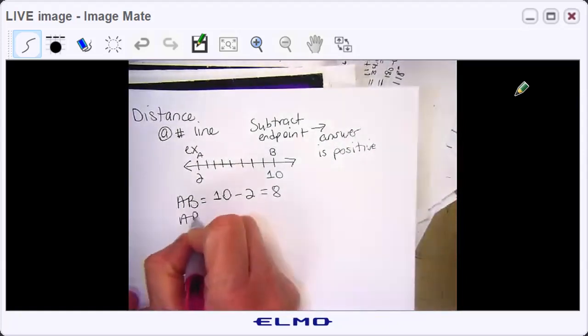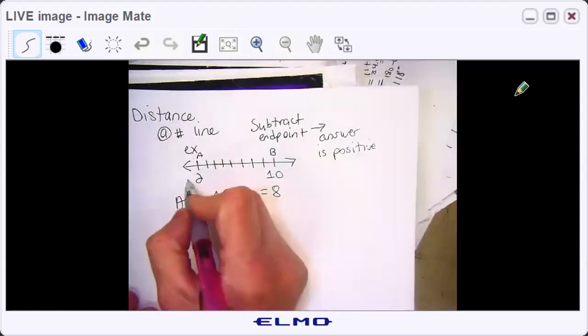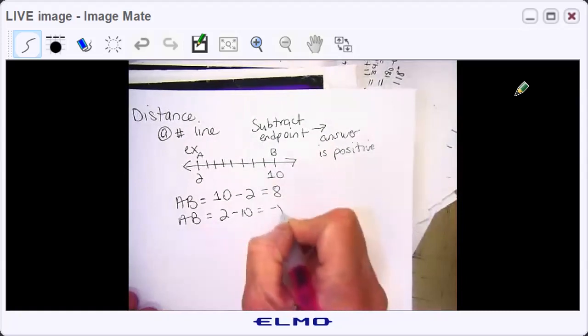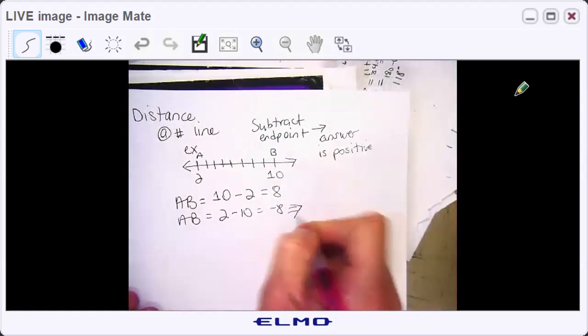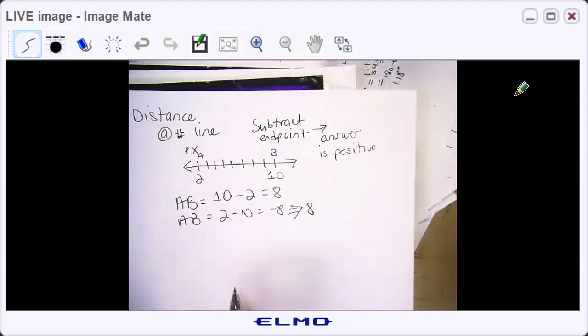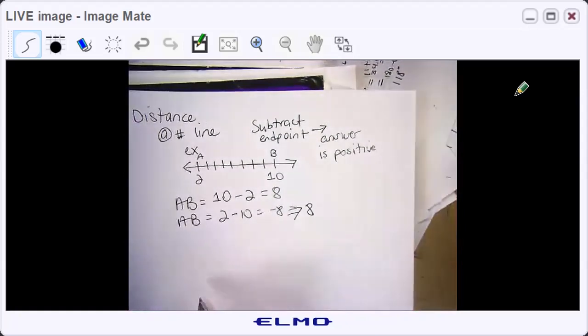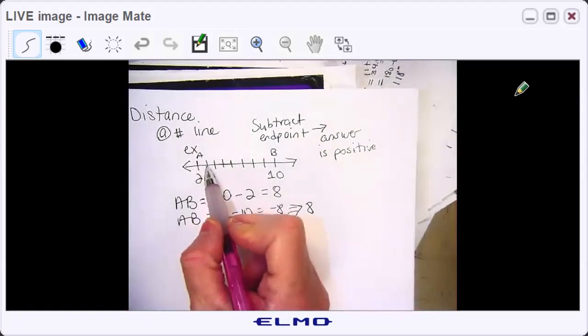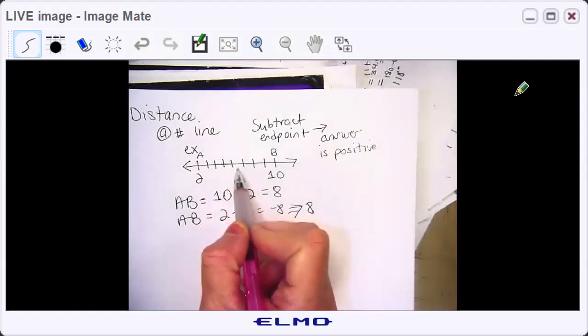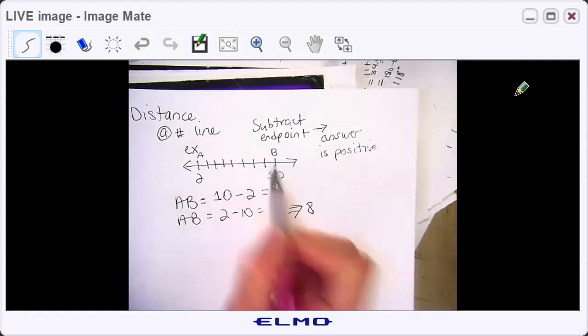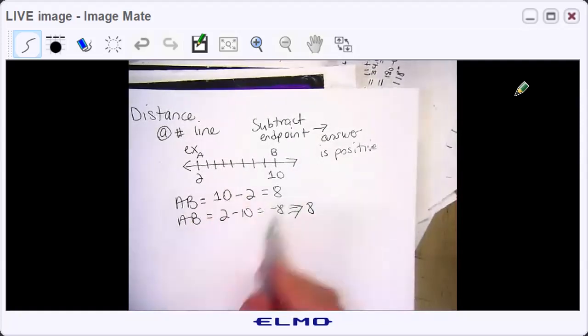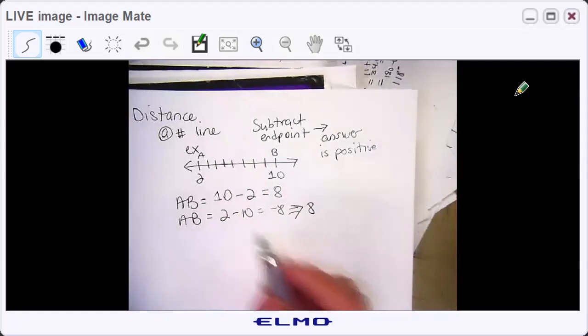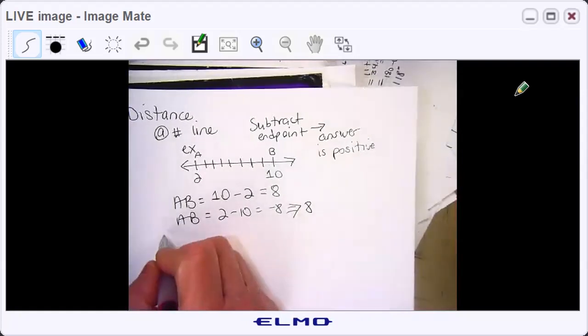And again, if you accidentally took the number toward the left, you would get -8, but we always turn that back to a positive. So the distance between these 2 points on the number line would be 8. Again, it's countable here. 1, 2, 3, 4, 5, 6, 7, 8. But you do need to have knowledge of this formula in case it's bigger numbers.